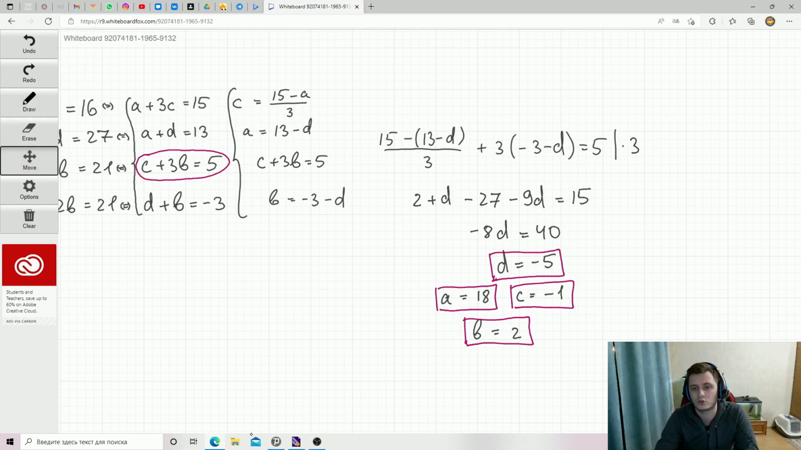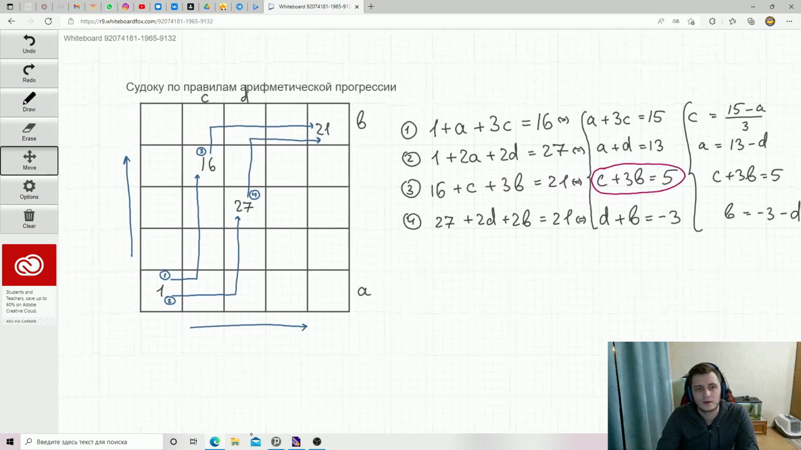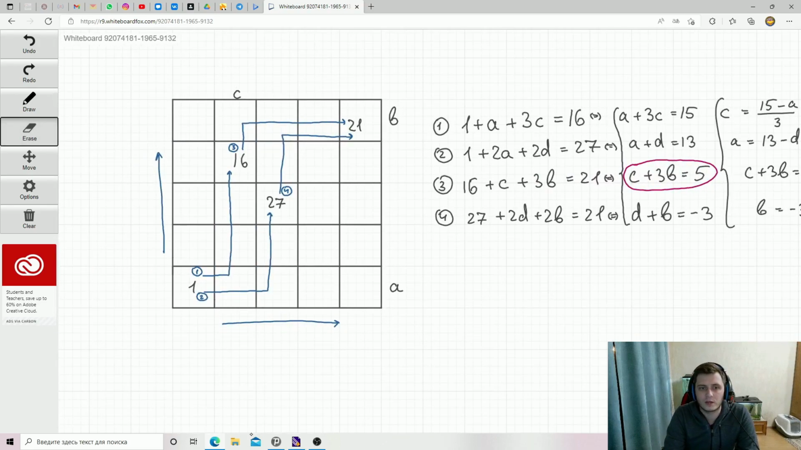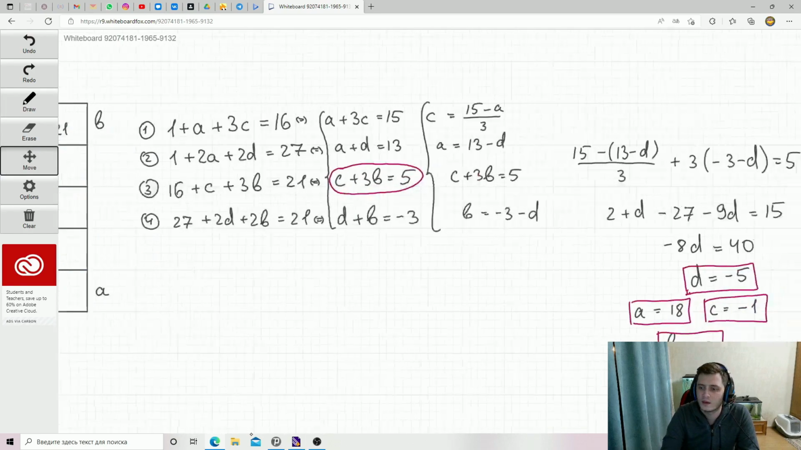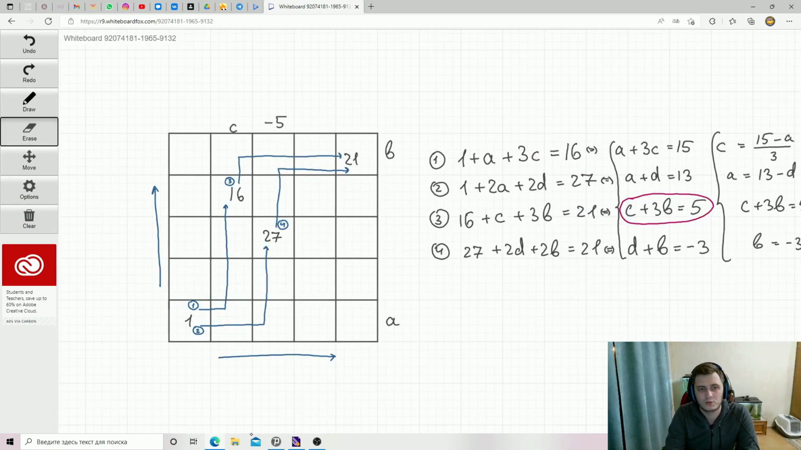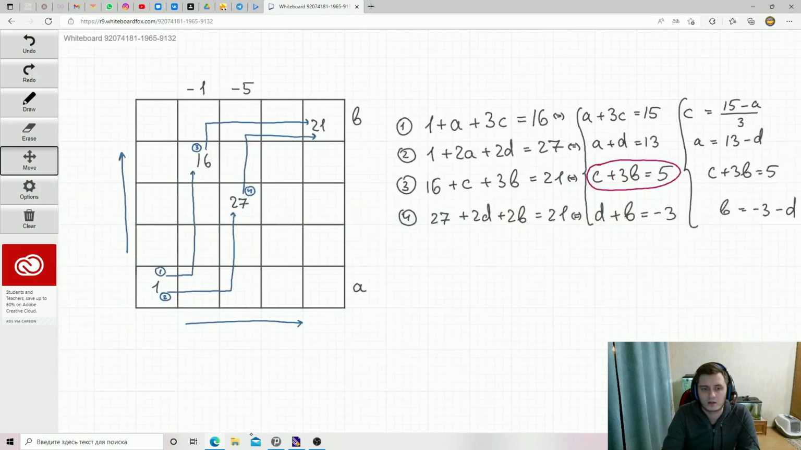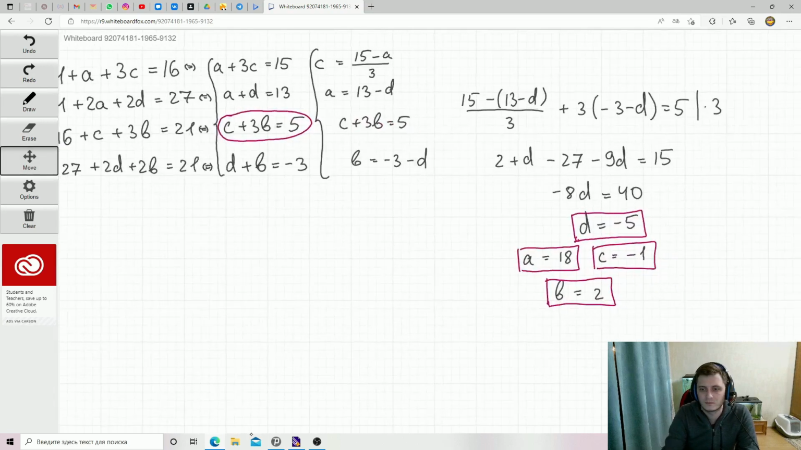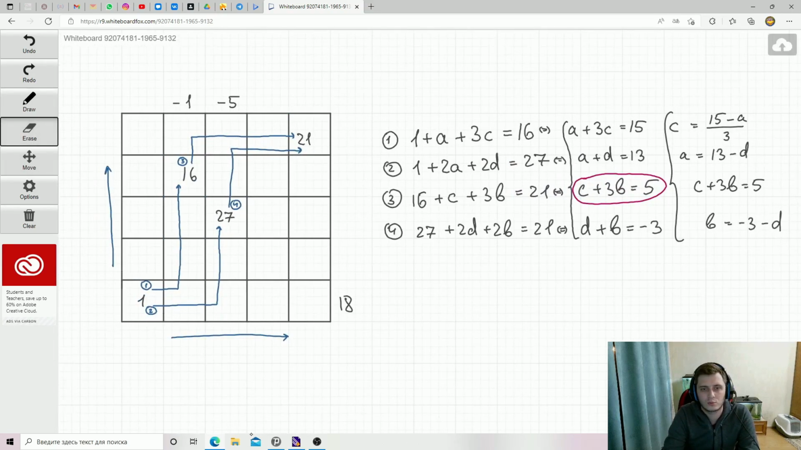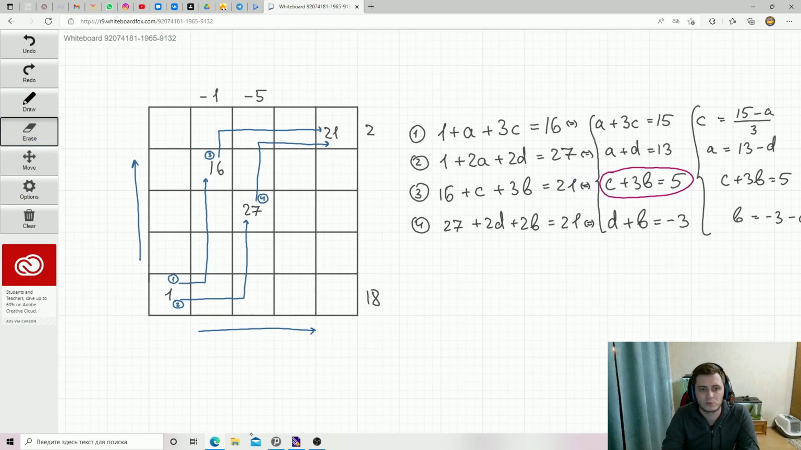Well, let's go back to the table and actually replace everything. D turned out to be equal to minus 5, C turned out to be equal to minus 1, A turned out to be equal to 18, and B turned out to be equal to 2. And also, in principle, we can already erase our arrows, because they played a role, they gave us the differences of our columns and rows.